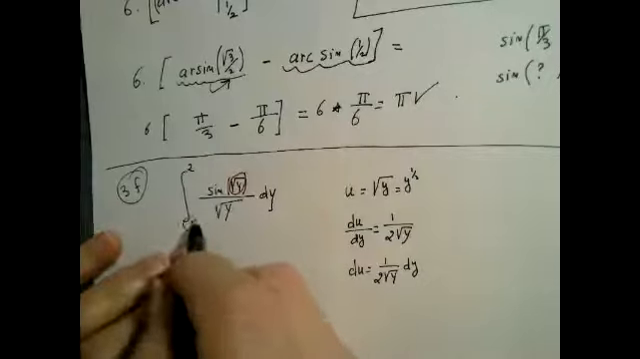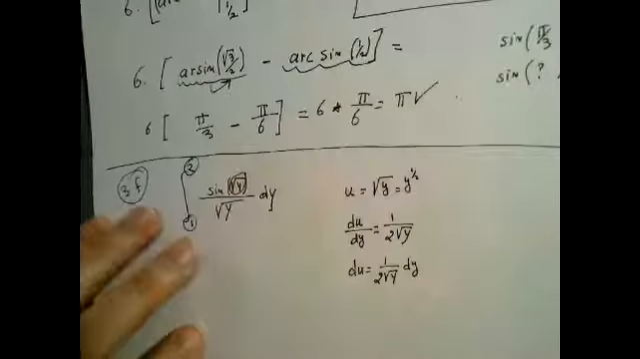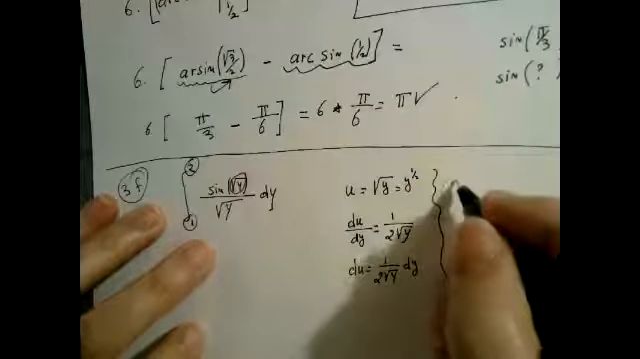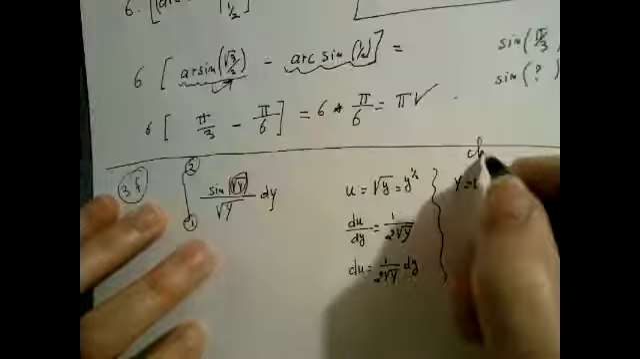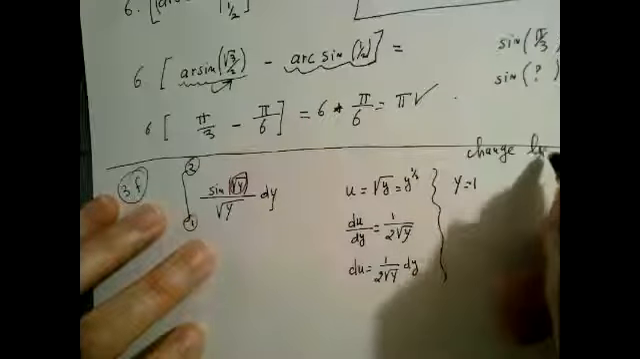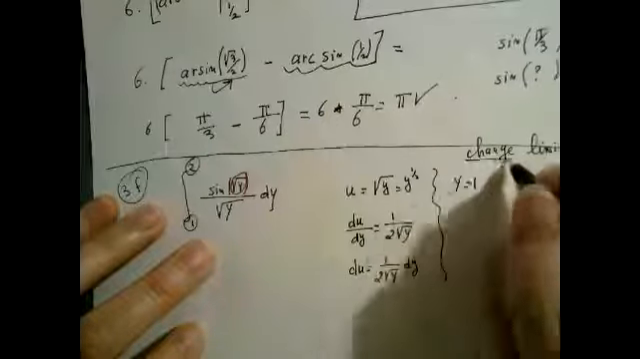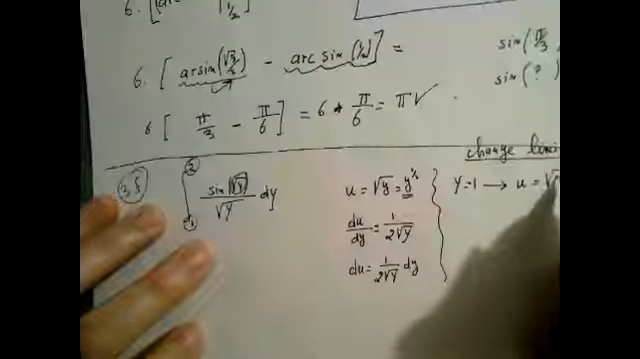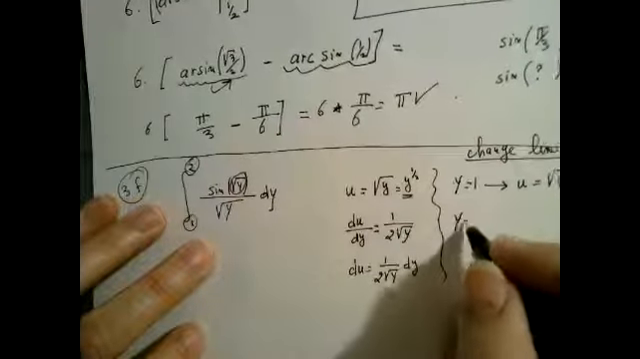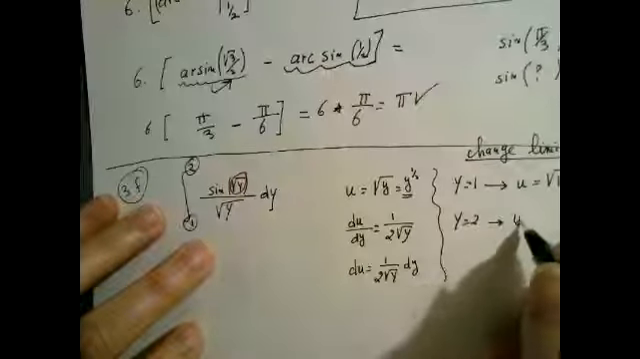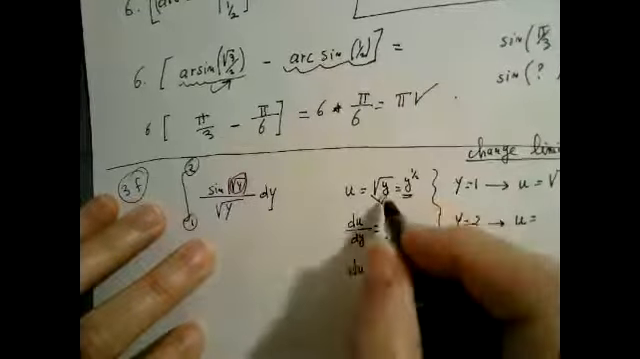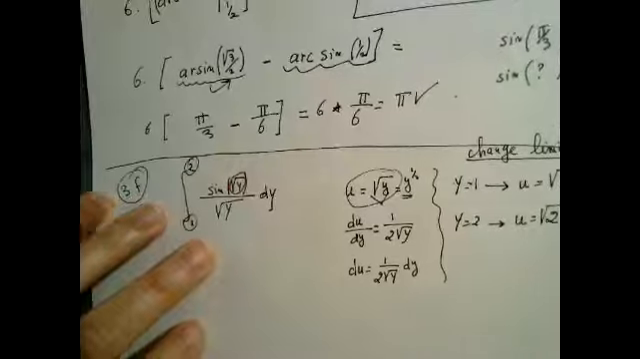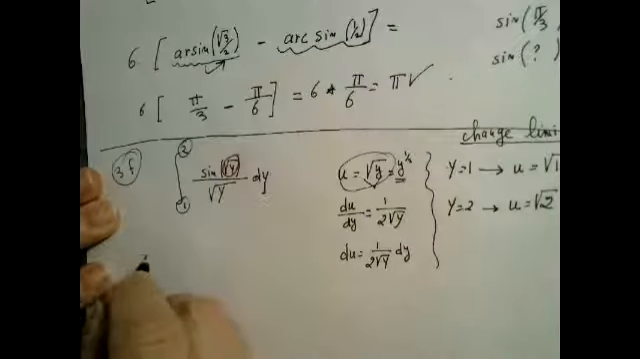Now, this is a definite integral. I want to change the limits immediately, right? So we're going to change the limits. When y equals 1, my u is the square root of 1, which is 1. When y equals 2, my u is the square root of 2. I plug the value of y in this expression. The square root of 2, I just keep it. I don't know what square root of 2 is. So this is equal to.